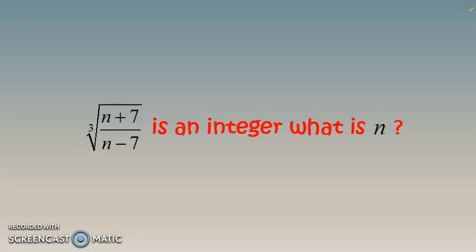Hello once again. As the next problem, I have chosen a mixed number theory algebra Olympiad question. Let's read the question. The cube root of (n plus 7) over (n minus 7) is an integer. What is n? Let's rewrite the question. We have the cube root of (n plus 7) over (n minus 7) is an integer. What is n?